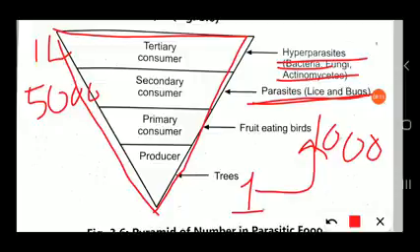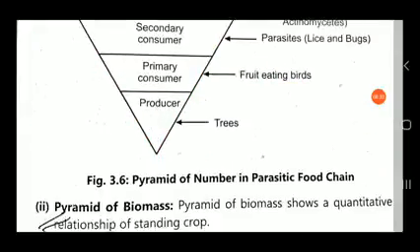As we can see here, as the number goes from producer to primary consumer to secondary consumer, the number of primary consumers, secondary consumers, tertiary consumers increases. Therefore, the shape of the pyramid is the inverted type. Okay, did everyone understand? There is no problem in this, it is very easy.